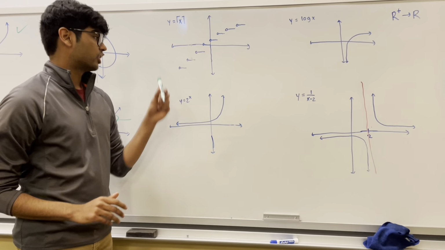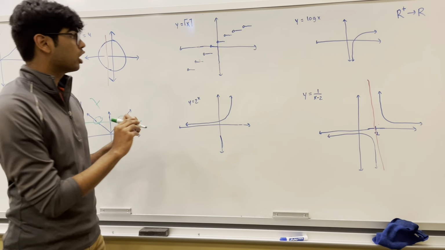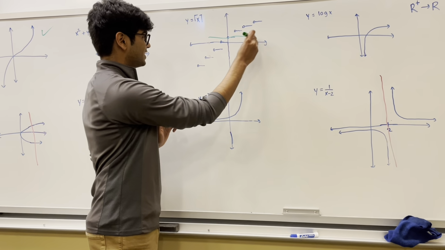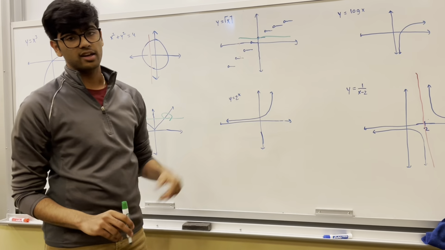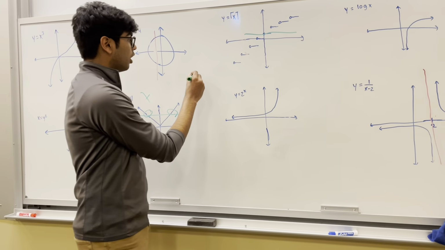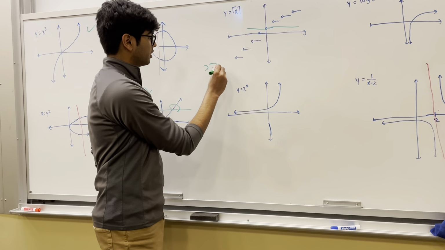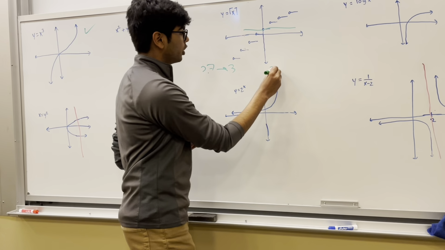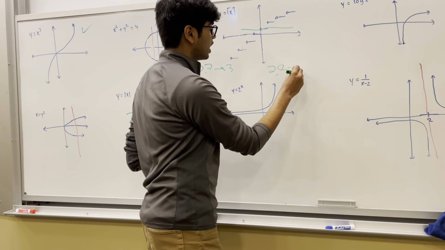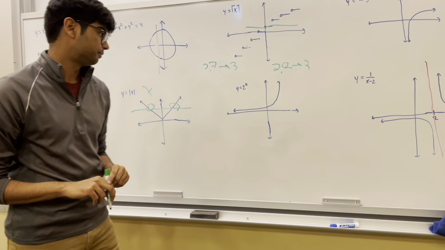Looking at this ceiling function right here, we can see that if we draw a line right here, there can be multiple instances that cross the line, which means that it's not bijective. 2.7 gets rounded up to 3, and so does 2.9. Since these two share the same value, it is not one-to-one.